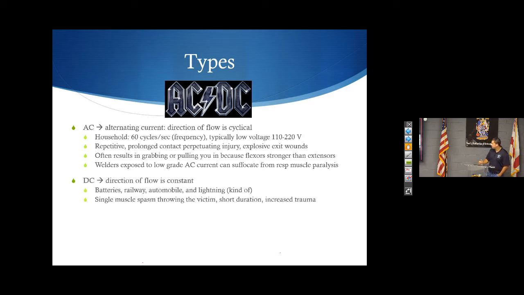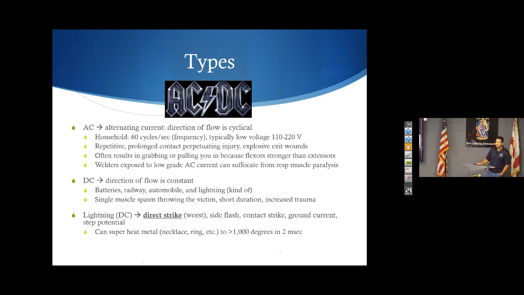DC: the direction of flow is constant. Things like batteries, railway, automobile, and lightning, which we'll talk about more specifically, tend to result in a single muscle spasm that tends to throw the victim. So it's a short duration, but there's increased risk of trauma due to that fall or that explosive nature. So lightning is closest to a DC type current. It's a direct strike, the worst; there's also side flash, contact strikes, ground current, and what we call step potentials. Another risk with lightning is that within just a couple milliseconds, it can superheat essentially any metal you're wearing, rings, watches, necklaces, earrings, etc., and you can get pretty severe burn injuries from anything you're wearing as well.